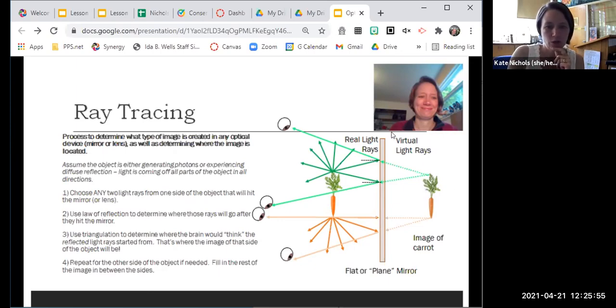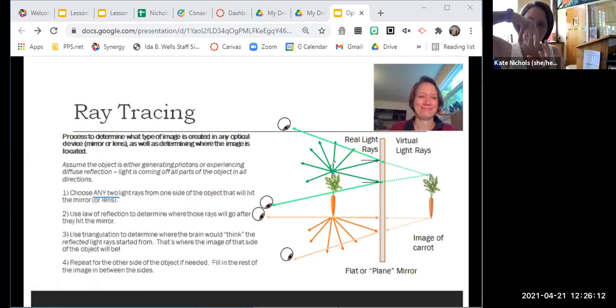Okay, so when you're doing ray tracing on a plane mirror, all you've got to do is pick 2 light rays, choose any 2 light rays that are going to leave from the object, and I usually pick the tip of the object on one side and the tip on the other, because it's happening on the entire object. But if you know where someone's head is and you know where their foot is, you tend to know where the rest of their body is too. So we don't need to do ray tracing for every part of the object. We just do the top and the bottom, and then you can draw in the middle of the object in between.